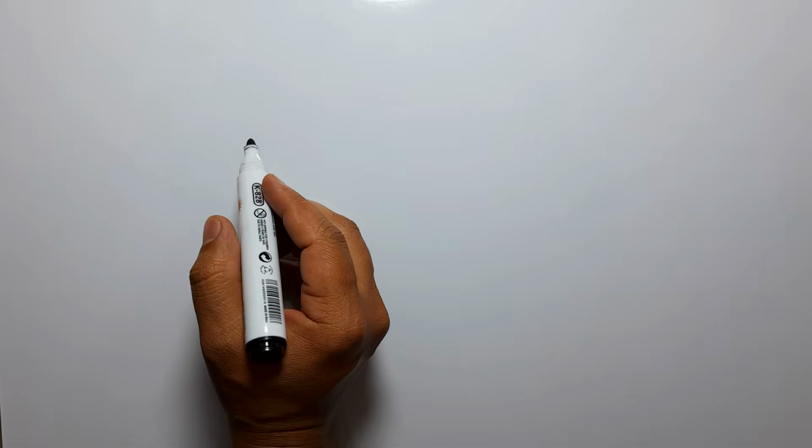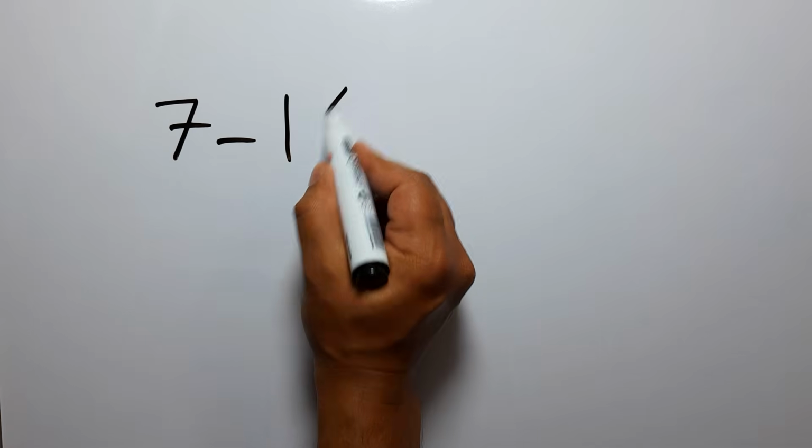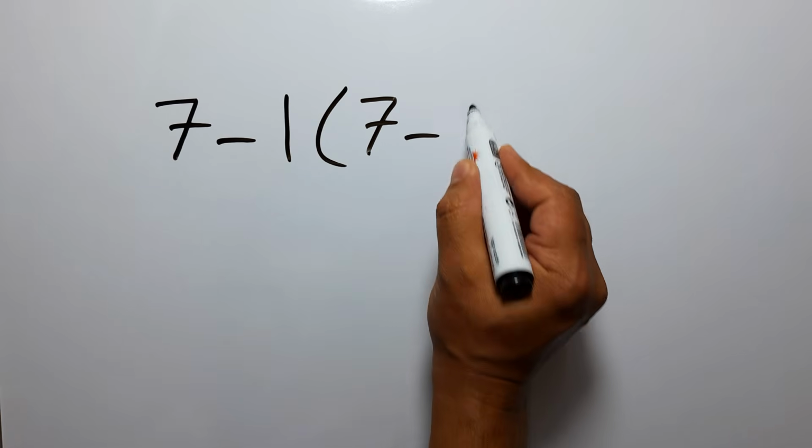Now it's your turn. Find the value of this expression. 7 minus 1 times 7 minus 1.